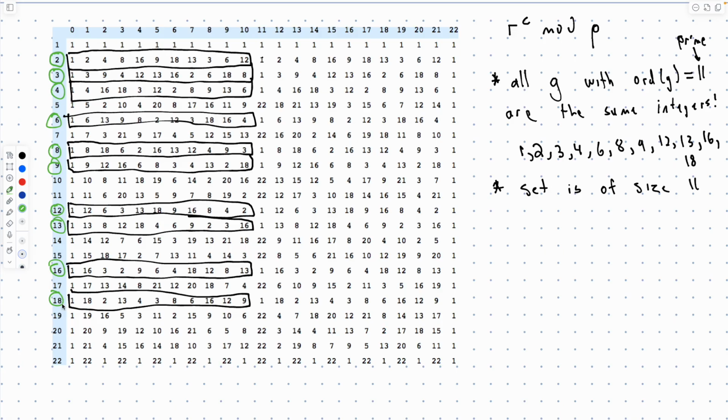They're the same. Okay, so the set of integers that are generating these things of size 11 are the same integers that are being generated. So the generators with order 11 are the same set. Sorry, with the exception of 1.